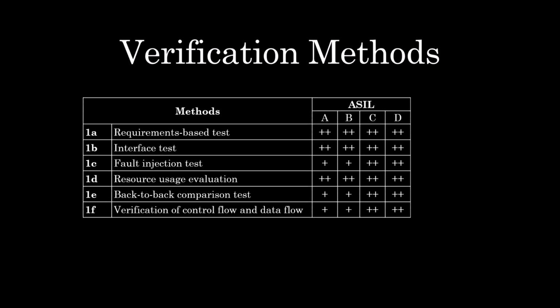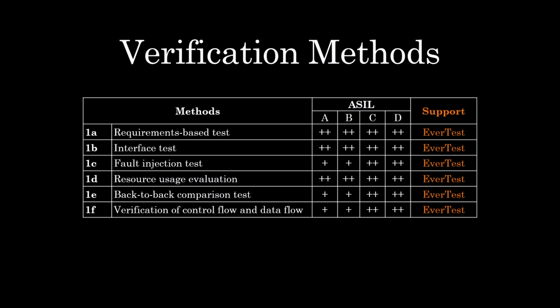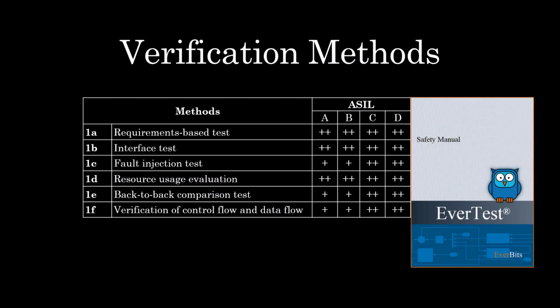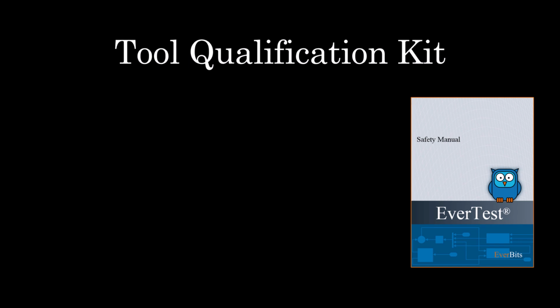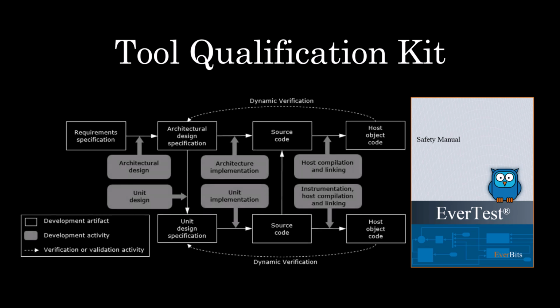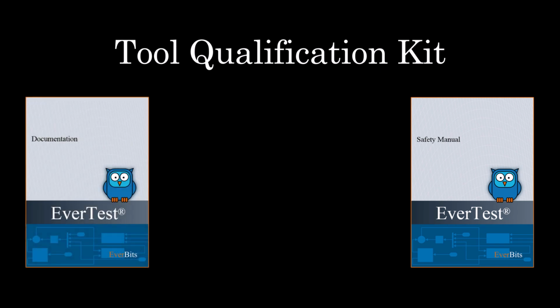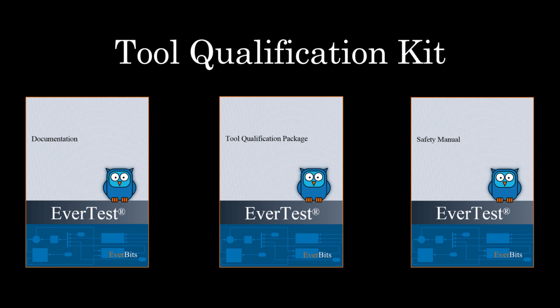The required verification methods are well defined in ISO 26262. EverTest supports all the required methods and provides the safety manual where all the methods are explained in detail. The tool qualification kit is provided with EverTest installation. It includes the safety manual and the recommended workflow with related features described in the tool documentation. The tool qualification package provides the tool classification along with the validation tests. EverTest was qualified as a test tool in multiple safety-related projects, including ASIL-D.